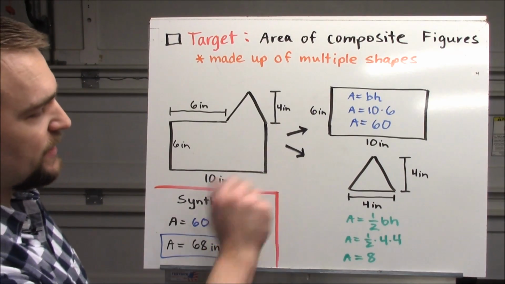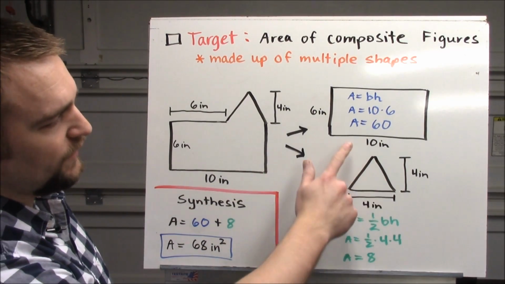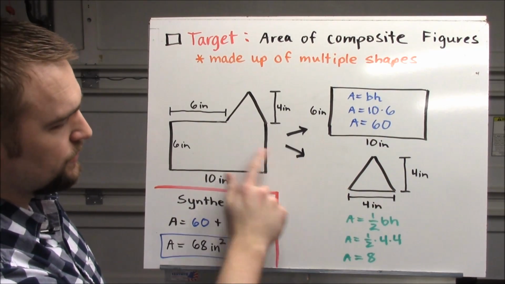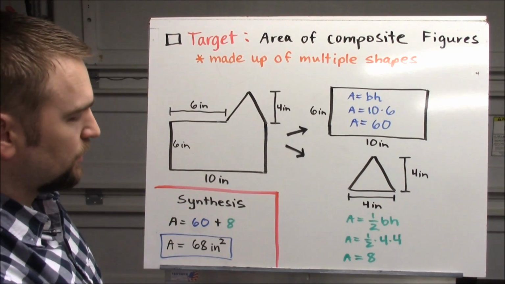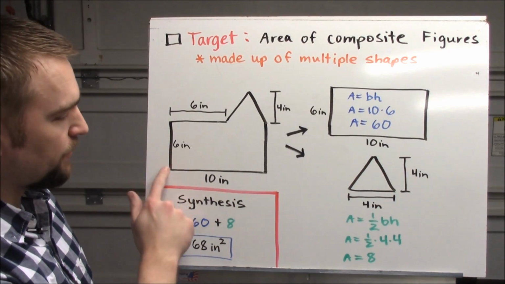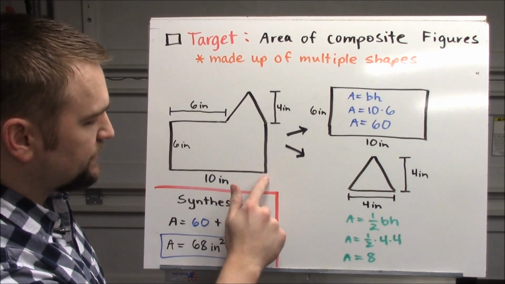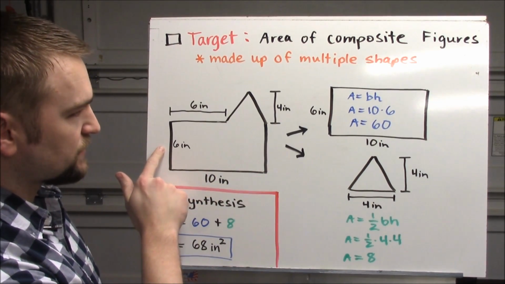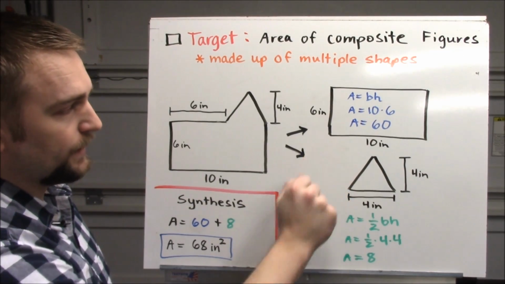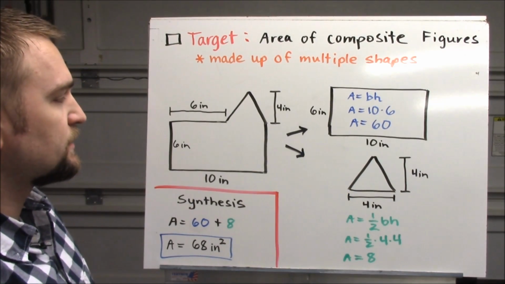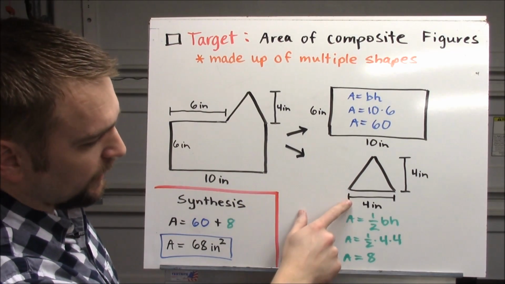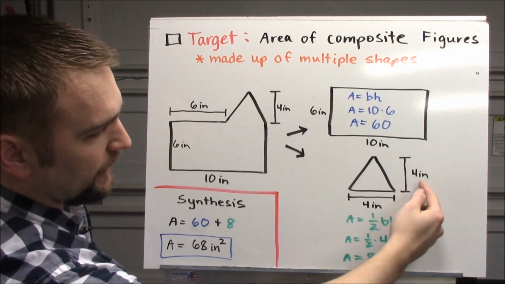As you can see here based on my arrows, I pulled out a rectangle and I pulled out a triangle. So here's the rectangle, here's the triangle. If I look at this information here, I have a base of 10 and a height of 6, which is what I indicated over here on my rectangle. And over here on this triangle, I have a base of 4 and a height of 4.